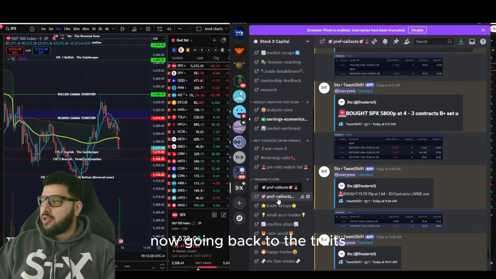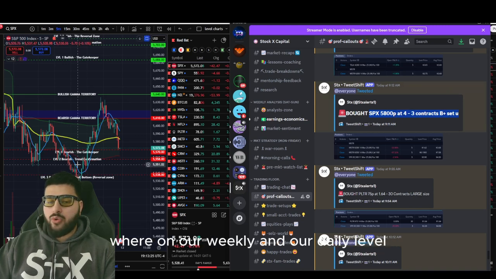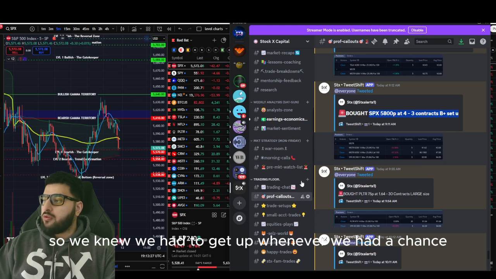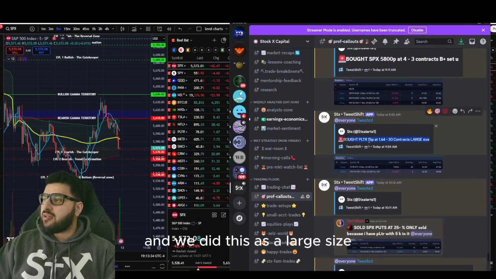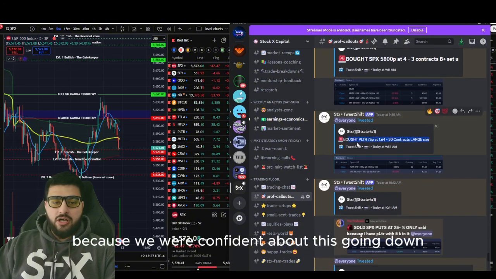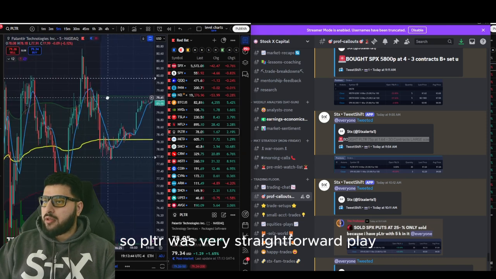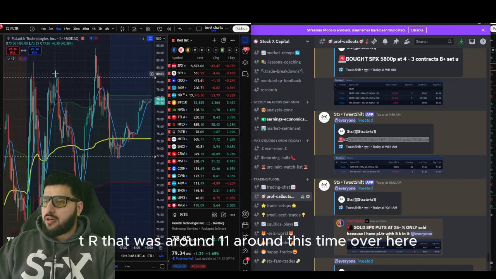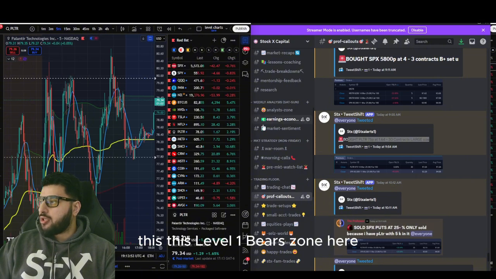Now going back to the trades, we knew that this was outside of our range on our weekly and our daily levels. So we knew we had to get out whenever we had a chance. So we bought the PLTR 75 put, and we did this as a large size because we were confident about this going down. PLTR was a very straightforward play. When we decided to take PLTR, that was around 11, around this time over here. This level 1 bearish zone here.